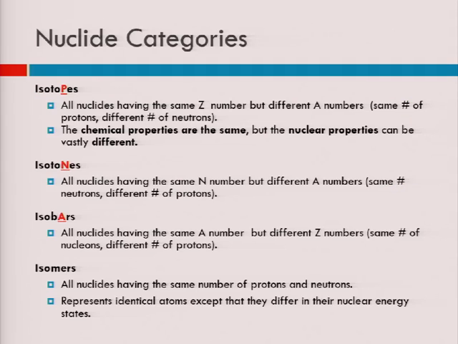And nuclide categories, so isotopes. And so I put in red sort of the things that are the same. So isotopes have the same number of protons, and that also makes them of the same element, so they have the same chemical properties, but their nuclear properties will be different. Isotones, nuclides that have the same N number but different A. Isobars, all nuclides have the same A but different Z. And isomers, everything's the same except the energy level.